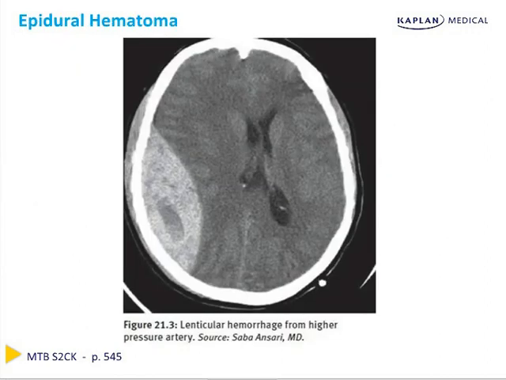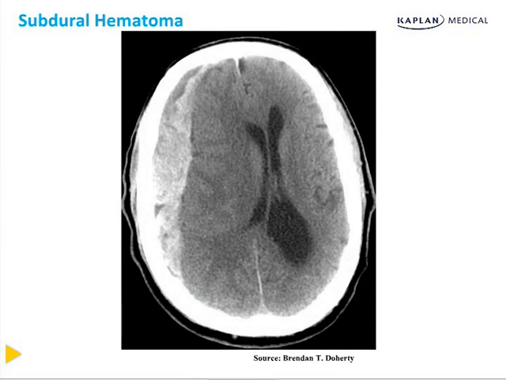Here's a classic example of an epidural hematoma with the pathognomonic lenticular hemorrhage. They're usually from a high-pressure artery that's broken. One of the ones you must know for the exam is the middle meningeal artery. Now here's an example of a subdural hematoma. Notice on the left the classic crescent-shaped concave surface of blood. Note also how it crosses the suture lines and involves a greater proportion of the cerebral hemispheres.